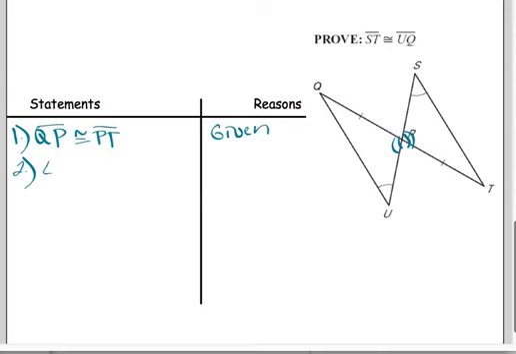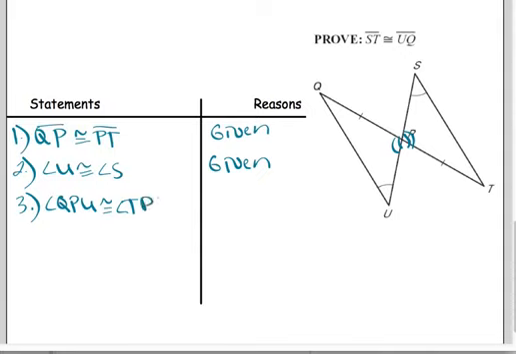Two is that angle U is congruent to angle S. That was given. And three, I'm going to start naming my vertical angles. Remember, there's more than one here, so we need to use three letters. I'm going to say QPU, TPS. The reason: vertical angles are congruent. On naming these angles, as long as P is in the middle, the other two letters could be switched. It would still be okay.